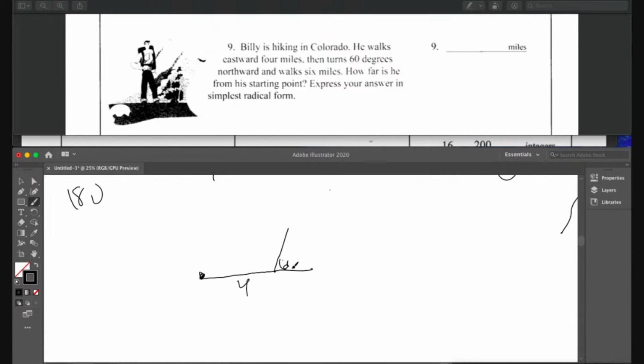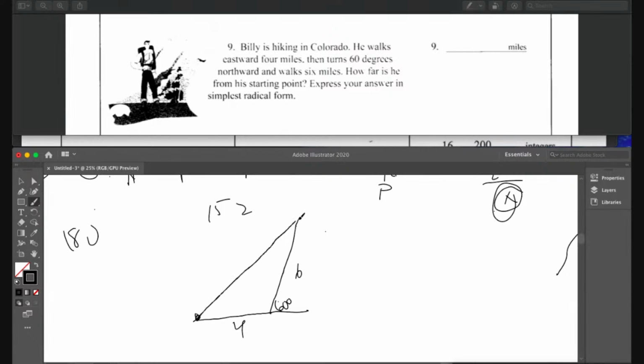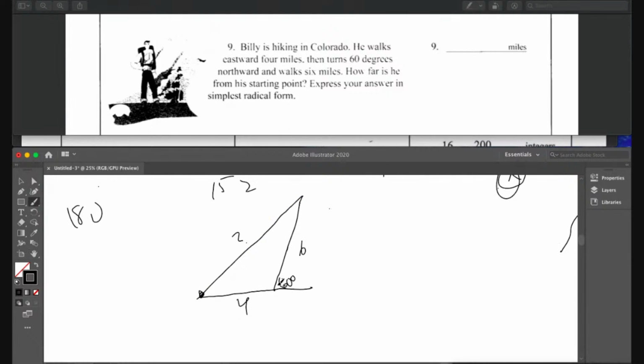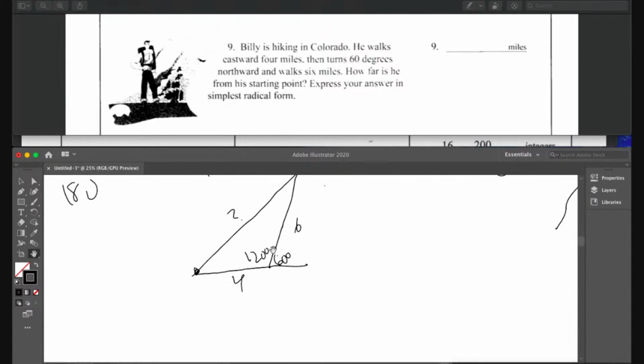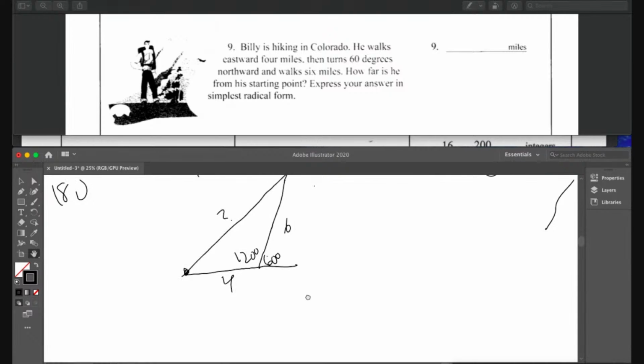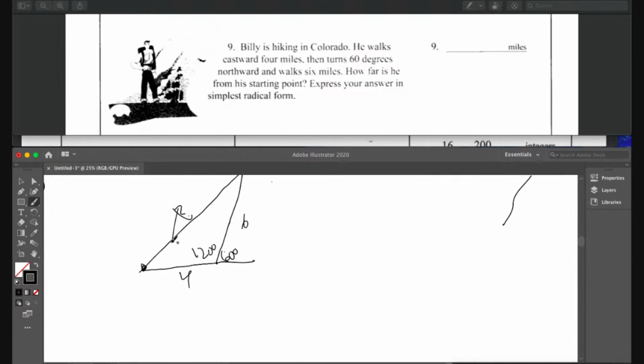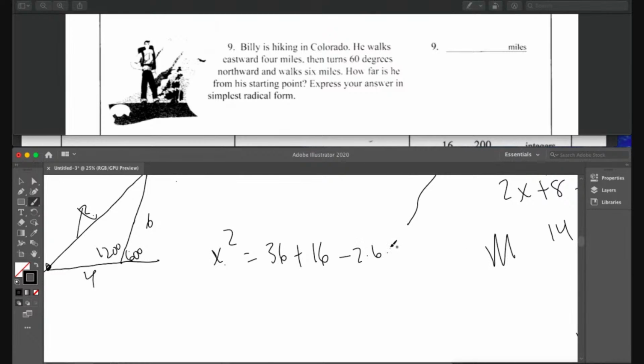And then you can say this is 60 degrees. And then he's going to walk 6 miles, and we want to find what this distance is. And this is a line, right? So this is just going to be 120 degrees. And then this is just a simple application of the law of cosines, right? We have two sides and the angle in between the two sides, and we want to find the other side. So I could just call this x. Then x squared is going to equal 36 plus 16 minus 2 times 6 times 4 times the cosine of 120 degrees.